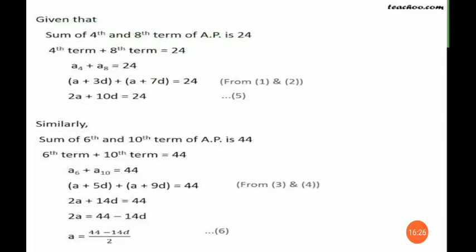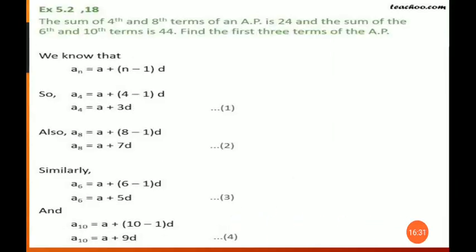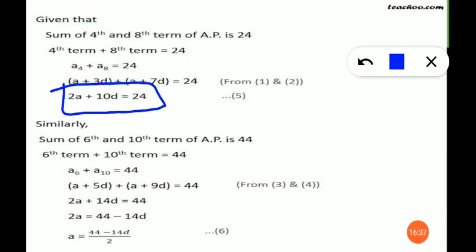And then, yes, here it is. 2a plus 10d is equal to 24. And then we get 2a plus 14d is equal to 44. Suppose we subtract these two equations: 2a plus 10d is equal to 24 and 2a plus 14d is equal to 44.